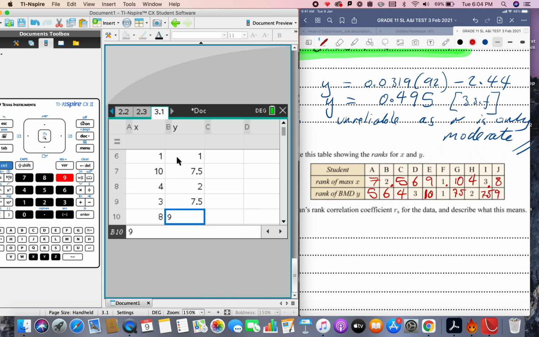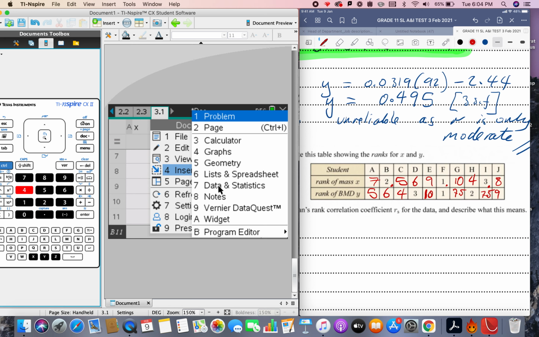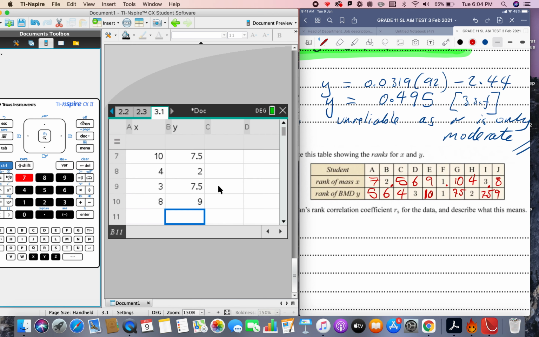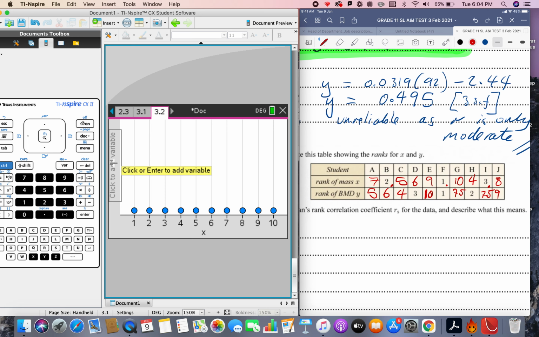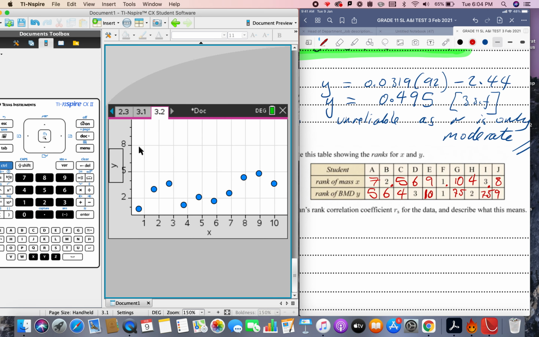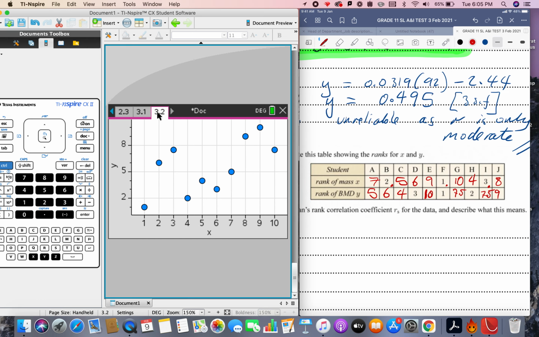a 9. Alright, now what I'm going to do is I am going to go doc, I'm going to insert, and I'm going to insert a data and statistics page again. And I just want to see what the new scatter graph looks like for the ranks. Okay, so this is Spearman's rank correlation we're doing here, X here, and Y here. Now does that look any clearer compared to the previous one? So there's 2.3, there's the actual values, the original data, and here's the new data. It doesn't look like there's much change.